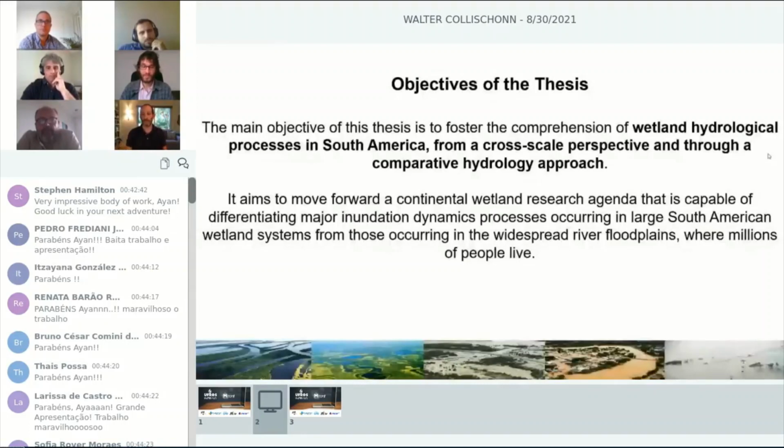So basically, the main objective is to foster the comprehension of wetland hydrological processes in South America from a cross-scale perspective and through a comparative hydrology approach, aiming to move forward a continental wetland research agenda capable of differentiating inundation processes occurring in large wetlands from those occurring in the widespread floodplains where millions of people live across the continent.